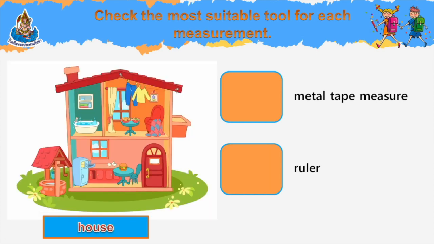Next one. How about if I want to measure my house? How big is my house? What's the size? What's the length of my house? Which one should I use? Can I use a ruler? I think a ruler is so small. So I'm going to use a metal tape measure. You're right. Very good. Next.